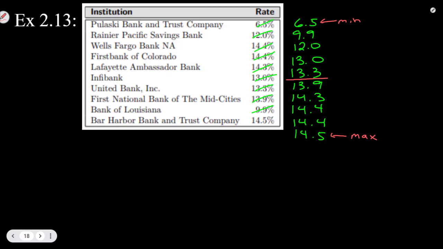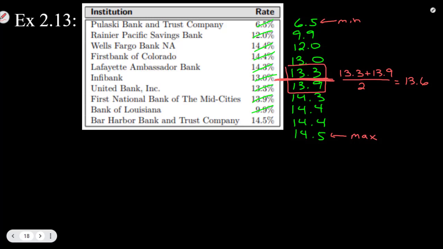And remember, when there's not a middle number, we take those 2 middle numbers, we add them together and divide by 2 because we're going to take the average of those 2 numbers. So in this case, that gives us 13.6. And that is our median or quartile 2.